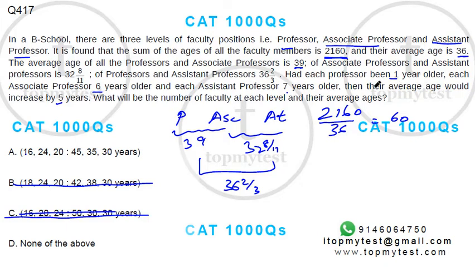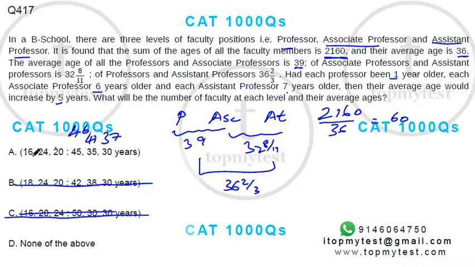Had each professor been 1 year older, so that's 46. Each associate professor being 6 years older, so 41. And each assistant being 7 years older, 37. The overall average would be 5 years higher. So it should be 41. Overall average should be 41.